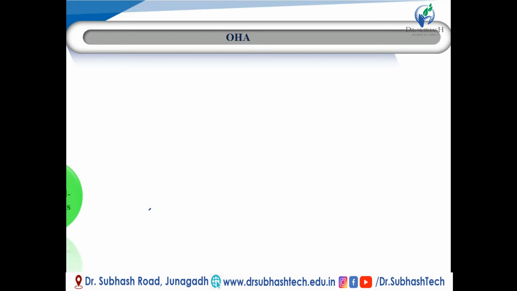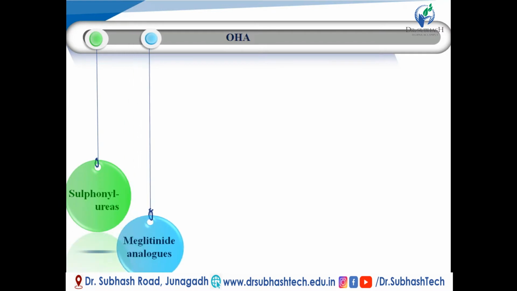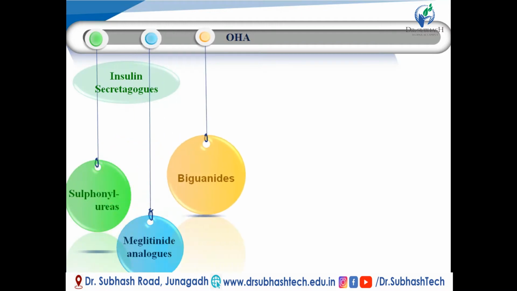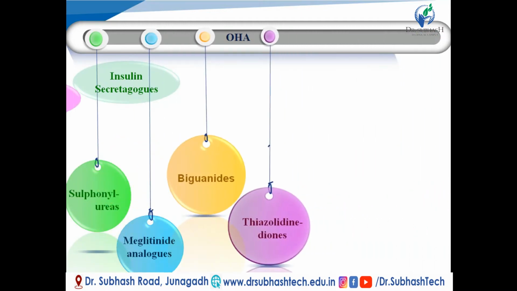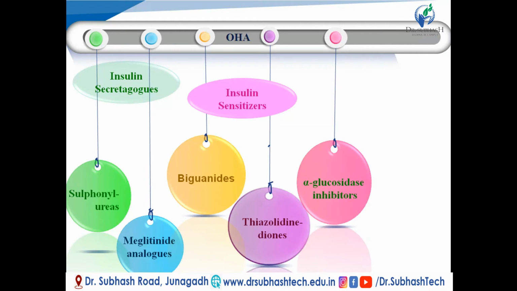In the previous video tutorial, we have seen that oral hypoglycemic agents are classified into 6 main classes. Sulfonylurea and meglitinide analogues are the classes of insulin secretagogues, which means they enhance the secretion of insulin. Biguanides and thiazolidinediones are the classes of insulin sensitizers, meaning they enhance the sensitivity of insulin. The fifth class is alpha glucosidase inhibitors, and the sixth class is DPP4 inhibitors, meaning dipeptidyl peptidase 4 inhibitors.